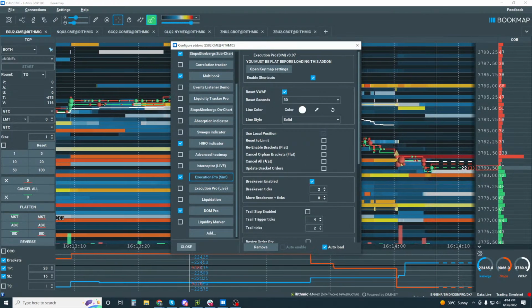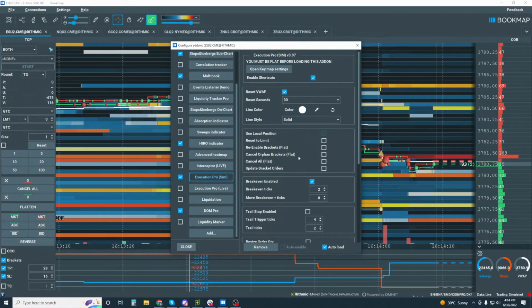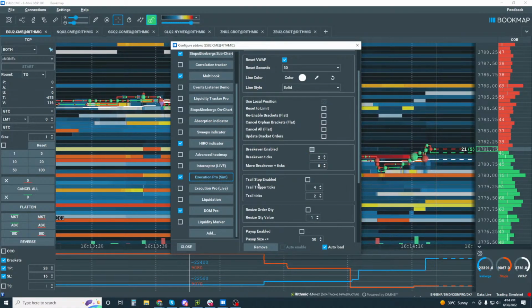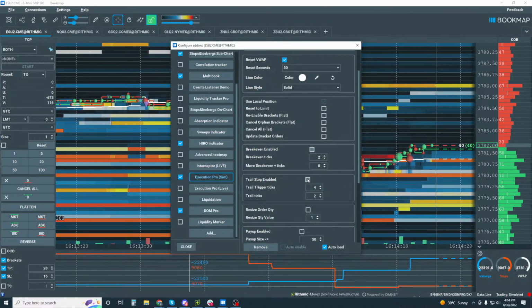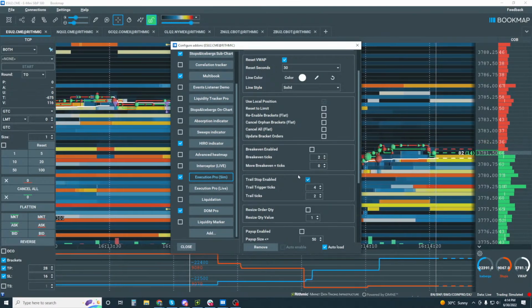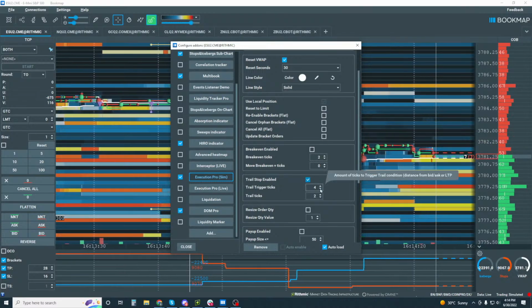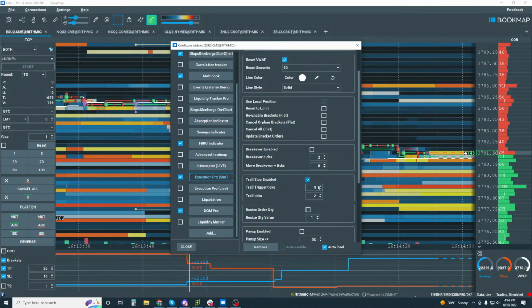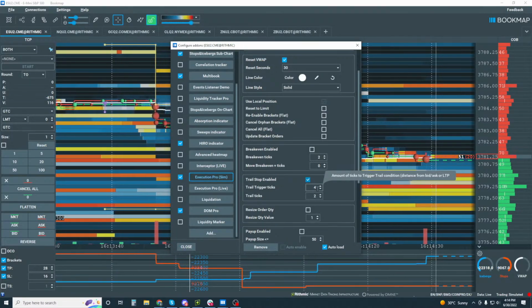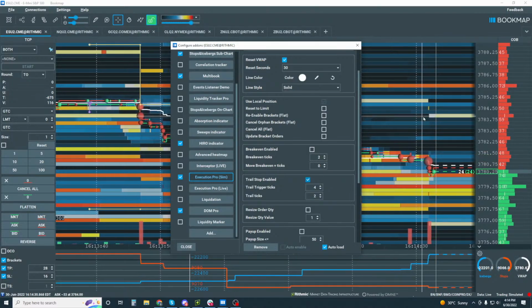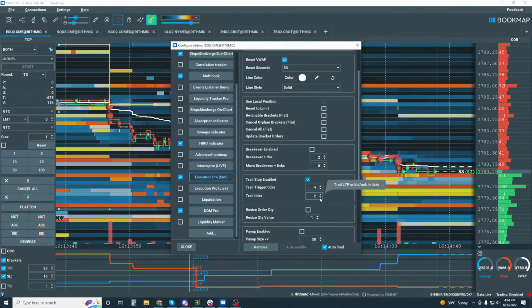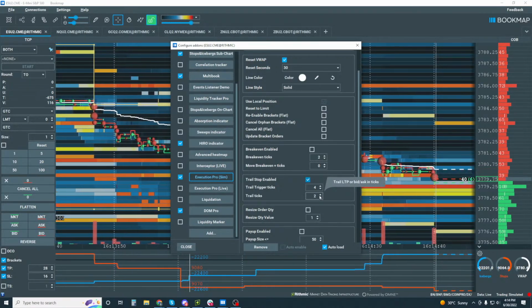I know that some of these were kind of confusing, but they work extremely well. The trail stop enabled is the same idea, except what you get here is a trailing stop, so not just at break even, but trailing. The trail trigger in ticks here is 4. So it goes in my direction 4 ticks and then trails by the number of ticks, so it will start to trail by 2.